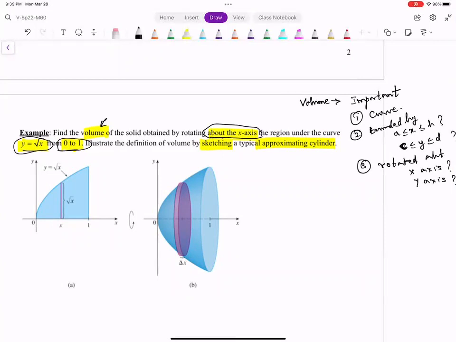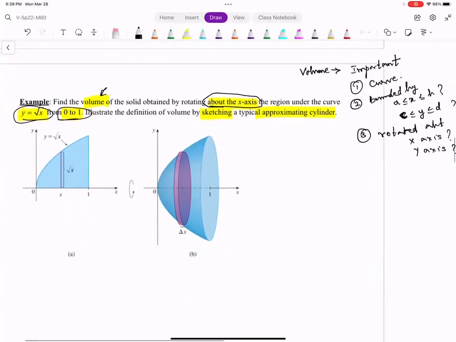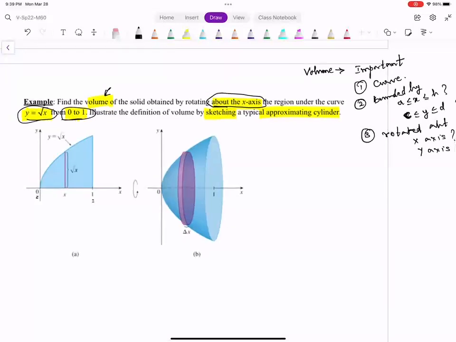Illustrate the definition of volume by sketching a typical approximating rectangle. So here is shown square root of x, and it says 0 to 1. If we are interested only from x equals 0 to x equals 1, and we are going to rotate this curve about the x-axis, you get a figure like this, a cup inverted, facing the x-axis like that.